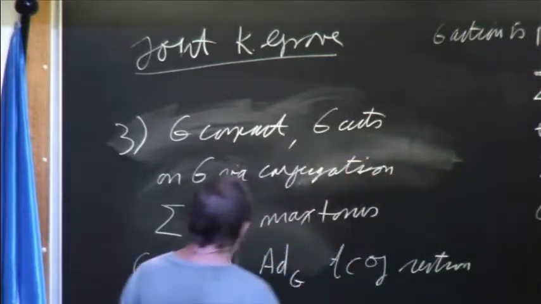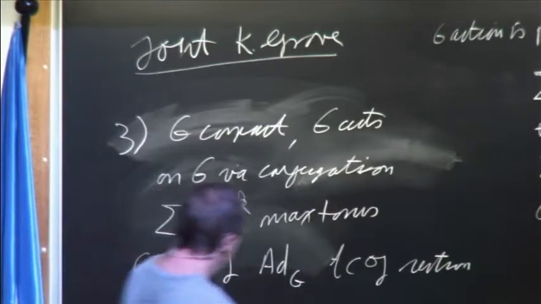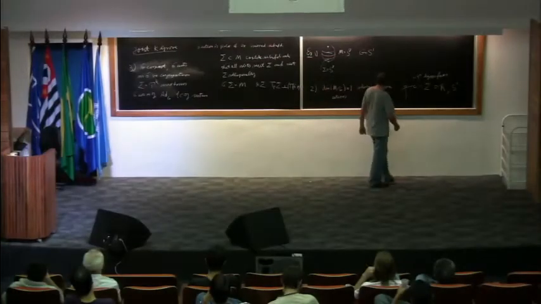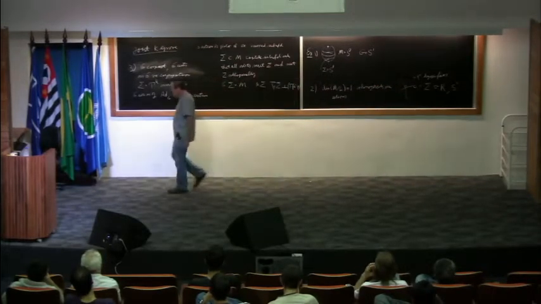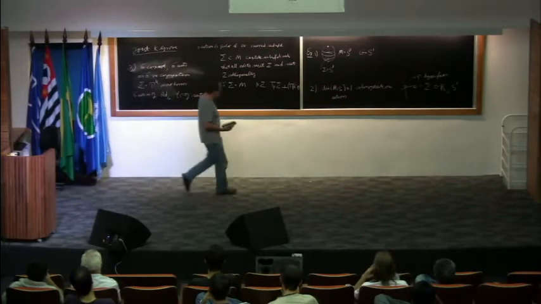Okay. So, of course, this is a well-known, well-studied situation. And one of the motivations for generalizing this came from Palais and Terng, who were interested in generalizing the following kind of property of the adjoint action.